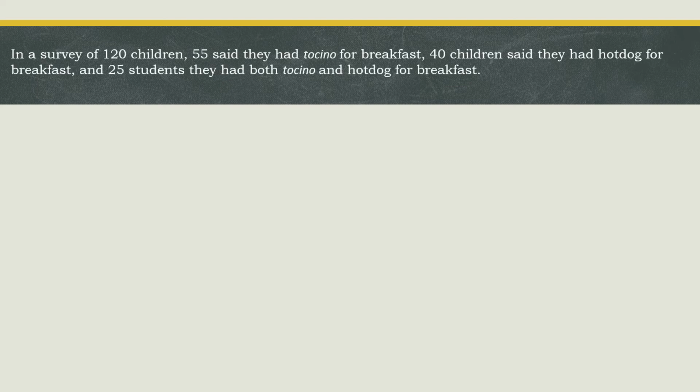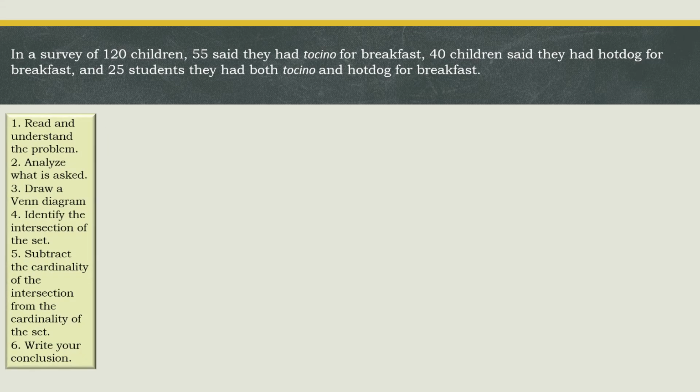Okay, let's have this example. In a survey of 120 children, 55 said they had tocino for breakfast, 40 children said they had hot dog for breakfast, and 25 students said they had both tocino and hot dog for breakfast. So this is the survey. Okay, so take note of whatever ang naa dinhi, because sa atong step-by-step process, remember, you have to read and understand the problem. So gi-read nato karon, gi-understand nato, meaning there are 55 who eat tocino, there are 40 who eat hot dog, and 25 who eat tocino and hot dog.